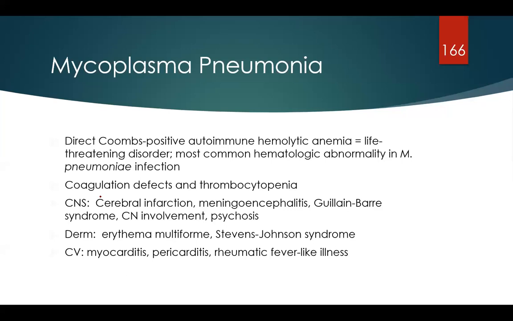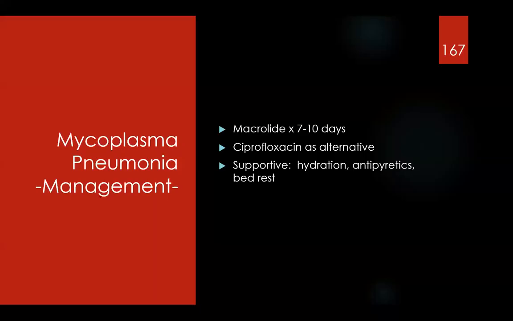This can be a life-threatening disorder. Other hematologic abnormalities seen with mycoplasma infection include coagulation defects and thrombocytopenia. Nasty little bug. In the CNS, we can get cerebral infarction, meningoencephalitis, Guillain-Barré syndrome, and eventually psychosis. Dermatologic manifestations include erythema multiforme and Stevens-Johnson syndrome, and cardiovascular abnormalities include myocarditis, pericarditis, and rheumatic fever-like illnesses. So this is not a simple bug. It does cause a lot of problems.